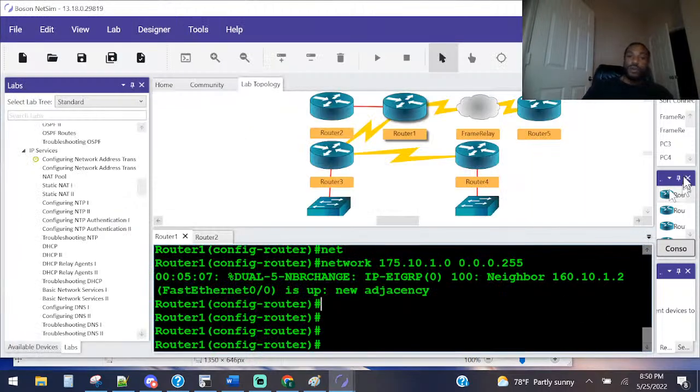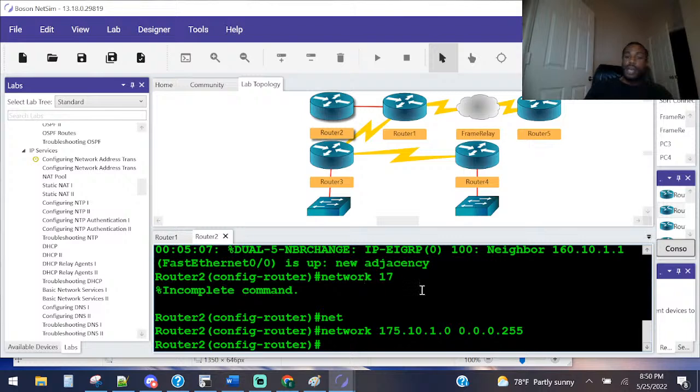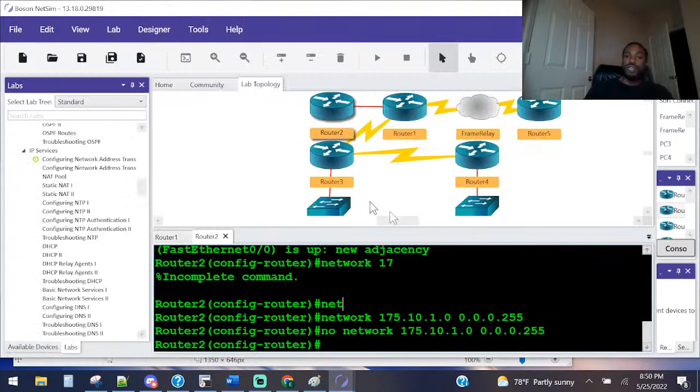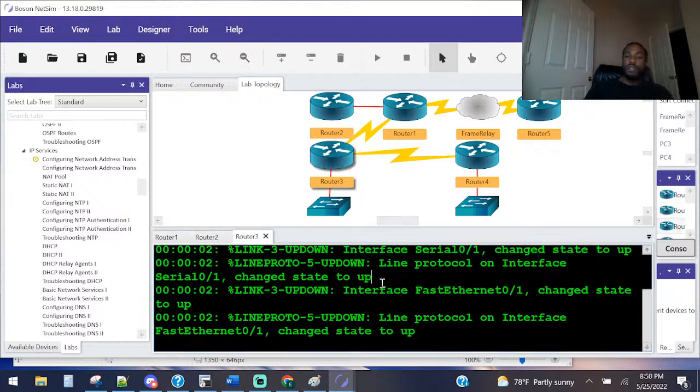So let's go to router 2. Y'all see what happened there? I tried to put this network address. He doesn't know about it. He doesn't know about the 175 network. That 175 network is on router 3. So now I've got to go to router 3 and put that. Router 3 is over here.